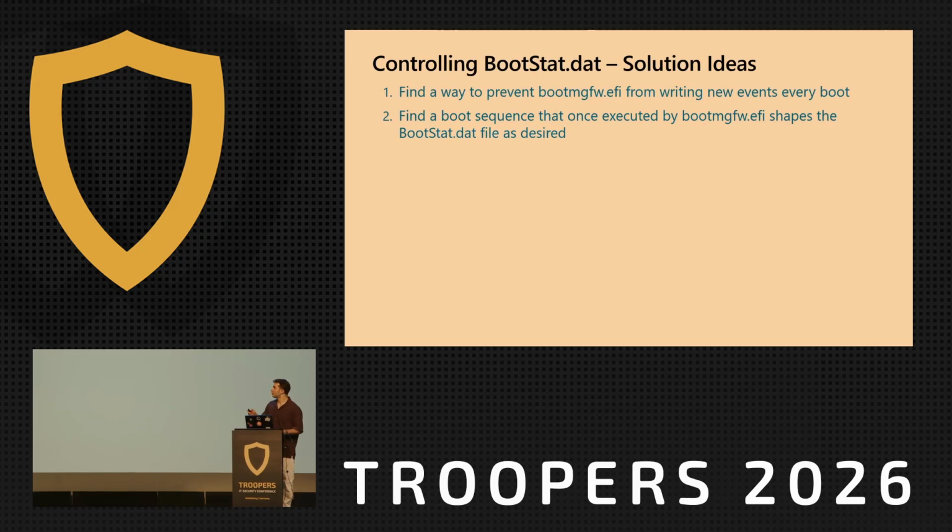So there are two possible approaches to find a way around it. The first one is to try to prevent the boot manager from writing new launch events on every boot, by finding a flaw or a bug. The second one is to attempt to craft a specific boot sequence that, once executed, shapes BootStat to contain the launch events that we want. Both approaches are probably possible and feasible, but in this talk we'll focus on the first one, which is trying to prevent the boot manager from writing to the log by finding some sort of bug or a flaw there.